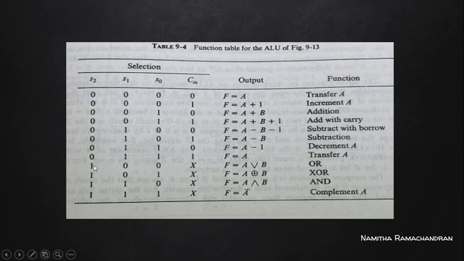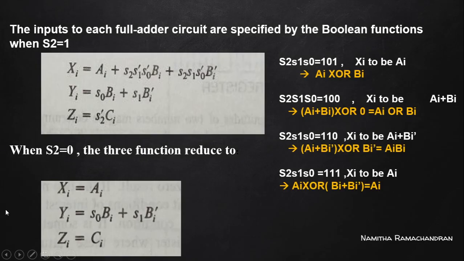Okay, when S2 becomes 1, we want to perform this logical operation. So, with S2 as 1, 1 0 0 performs logical OR operation, 1 0 1 XOR operation, 1 1 0 logical AND operation, 1 1 1 complement operation. So, this is the complete function table of our arithmetic and logical operations. Okay. So, this is the case of expressions that indicate the circuit of our arithmetic and logic circuit.